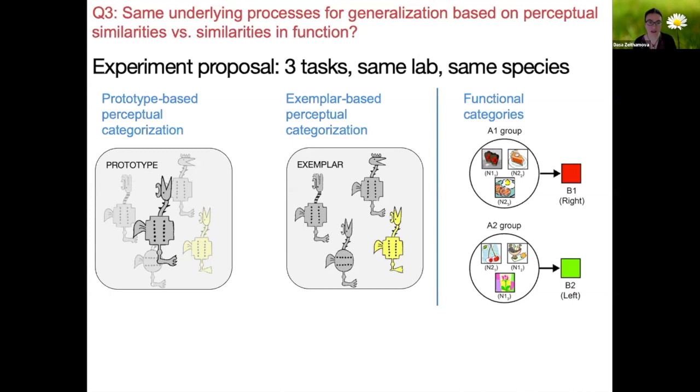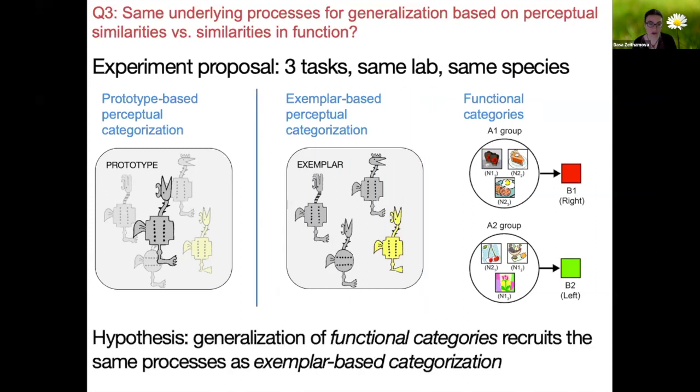My hypothesis is that the distinction is not really between perceptual versus functional categories, but instead between perceptual categories that are based on summary representation, on that integrated prototype, versus those that are based on separate memories. So this is how I imagine this particular experiment would come out. The answer would be yes, but it depends on what kind of perceptual categorization task you have in mind.